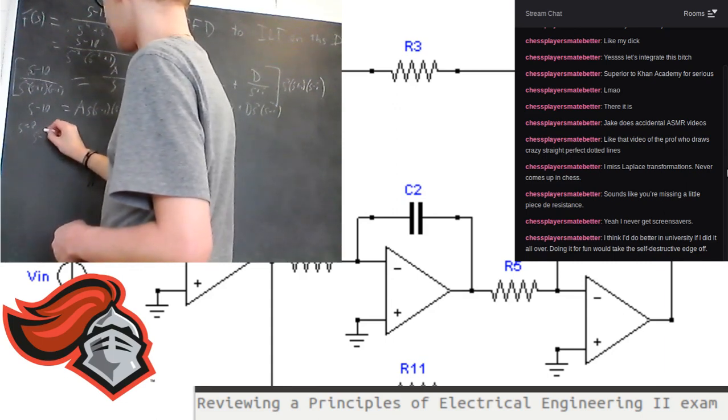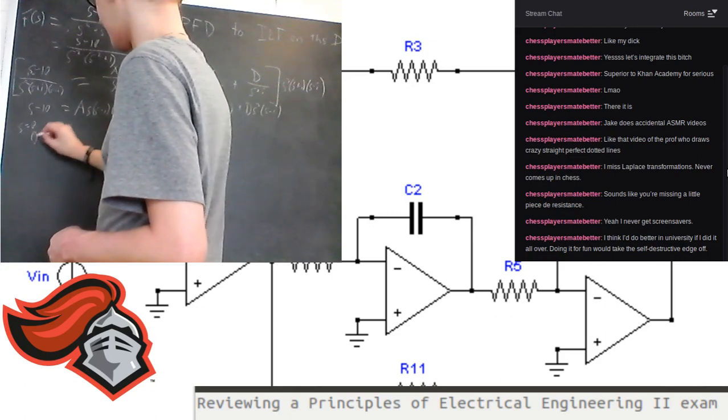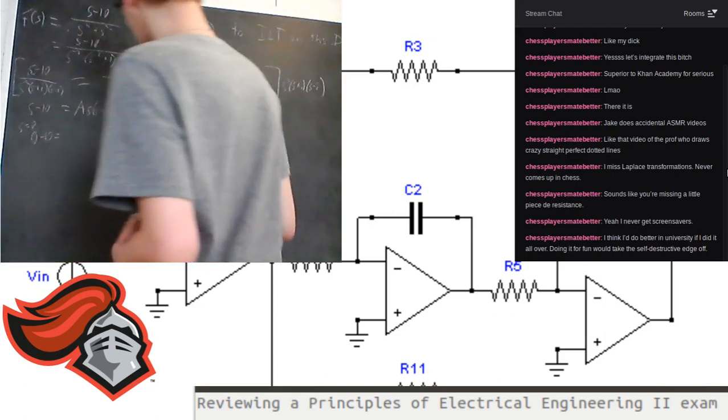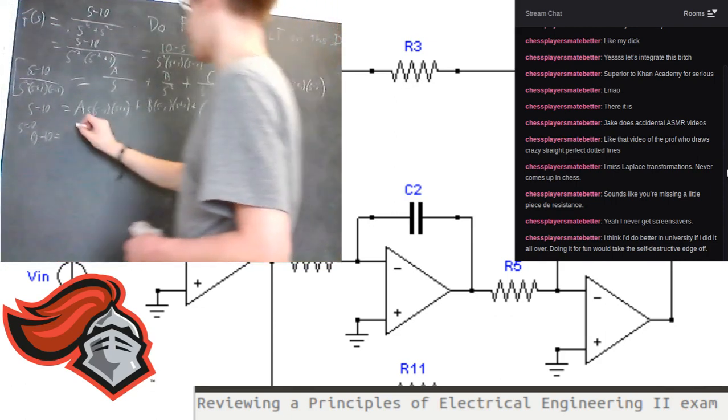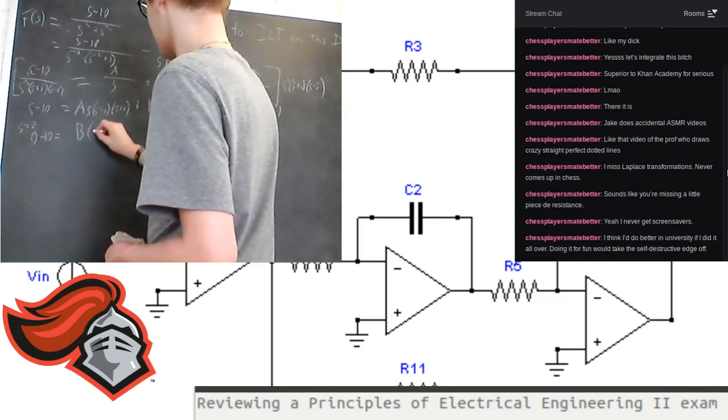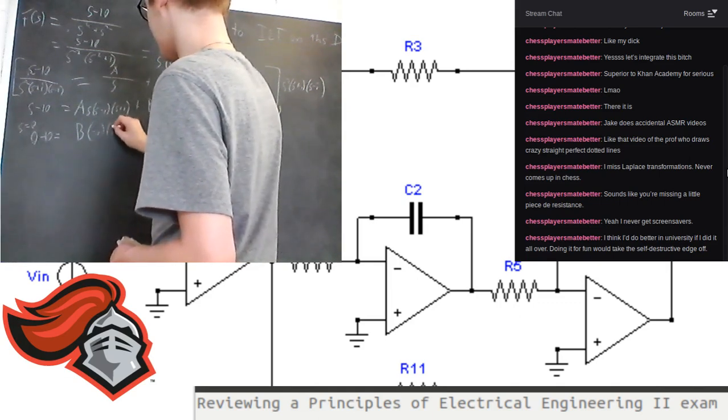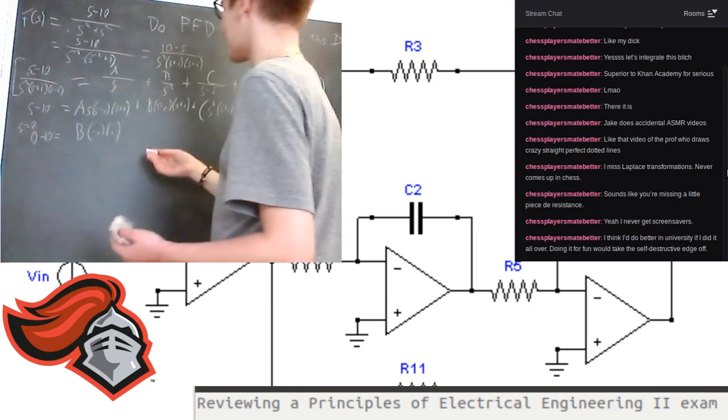So then we get 0 minus 10 here. This goes away. We got b minus i, plus or times positive i.